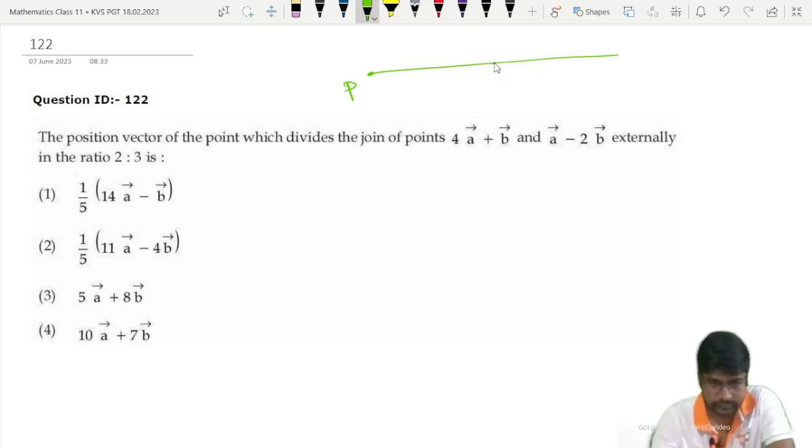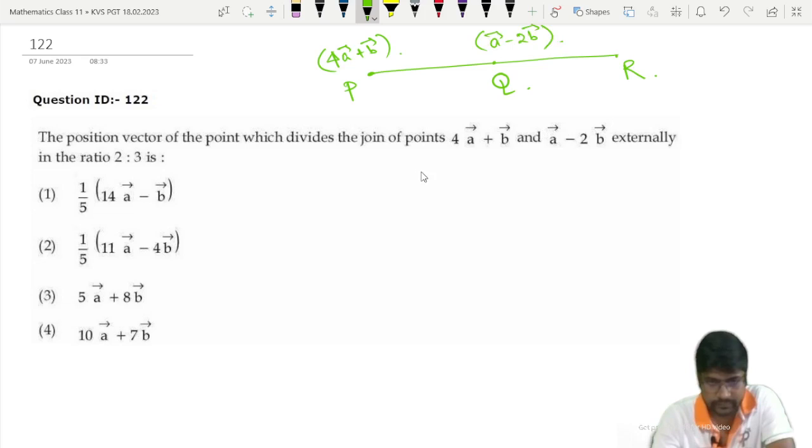PQ, say this point is Q and this is the point R. The position vector of P is 4a plus b, and the position vector of Q is a minus 2b.